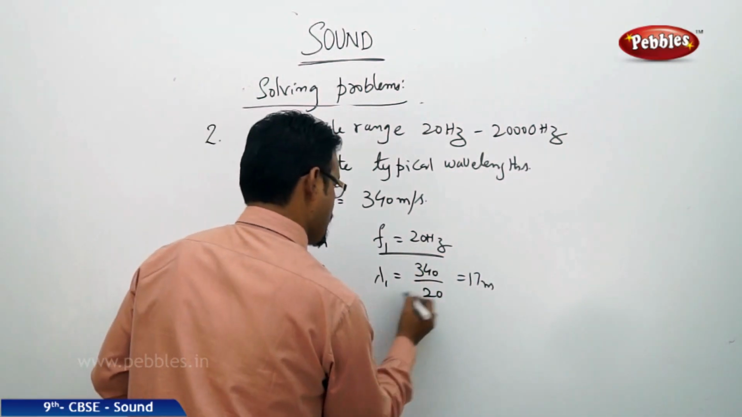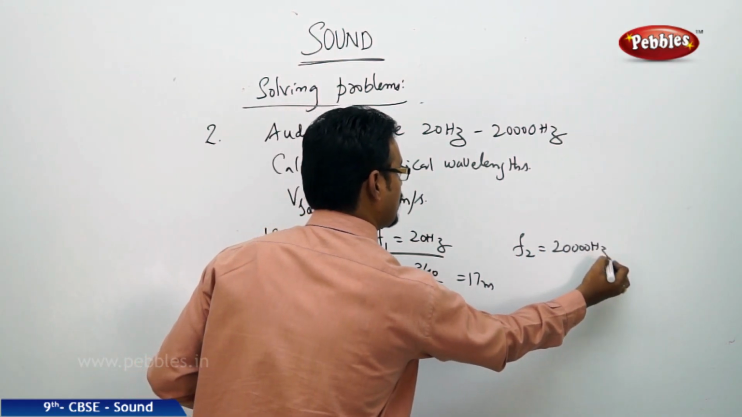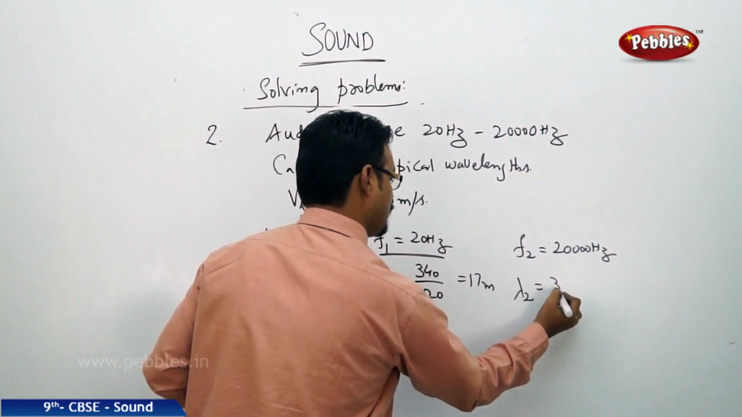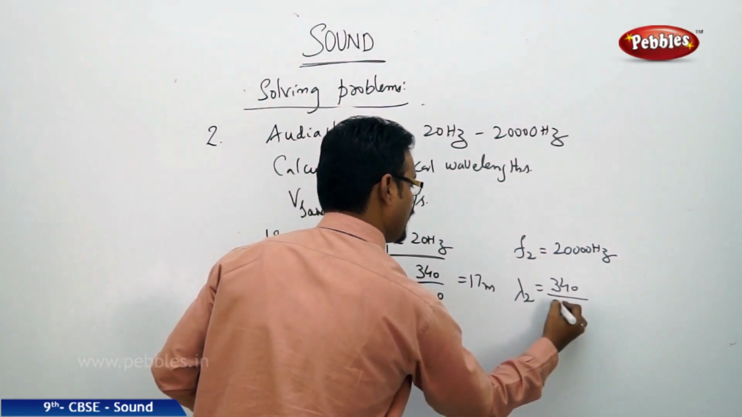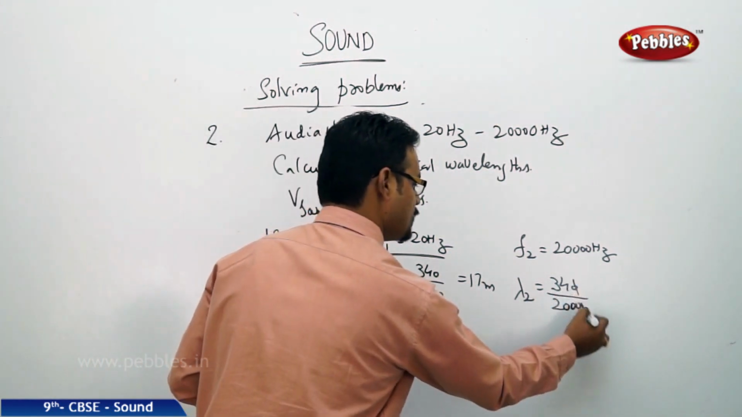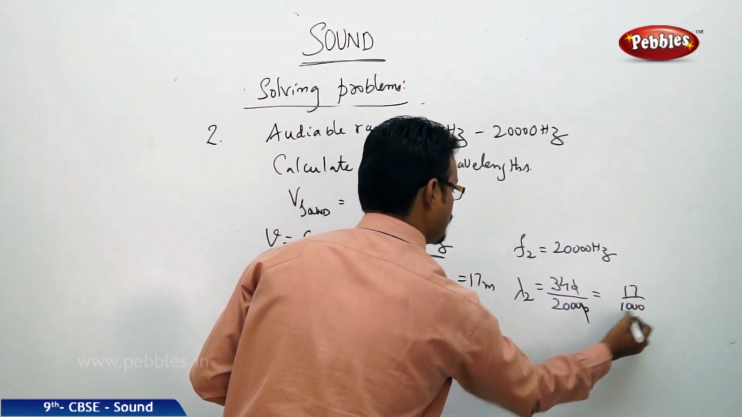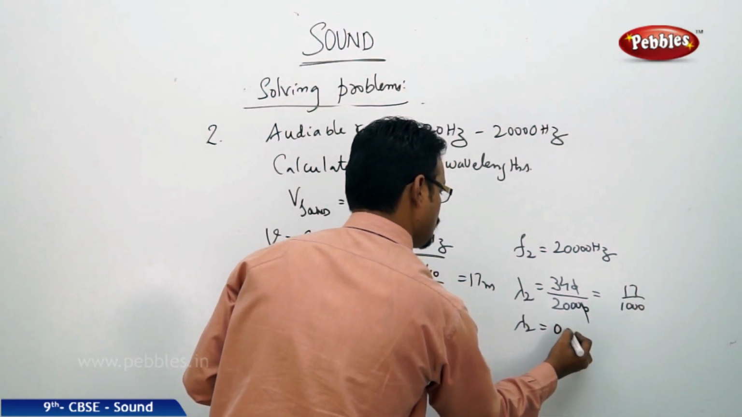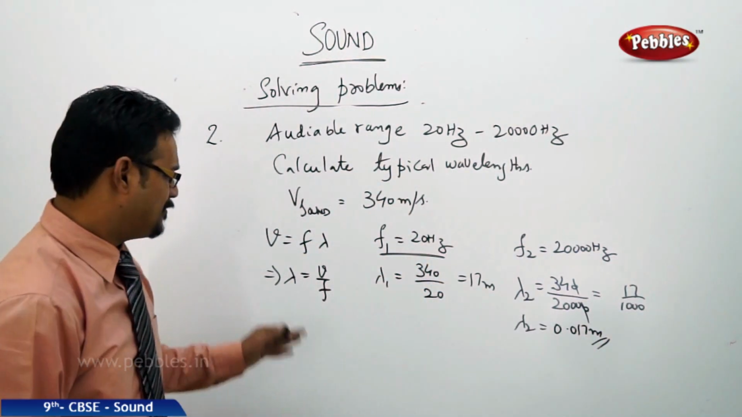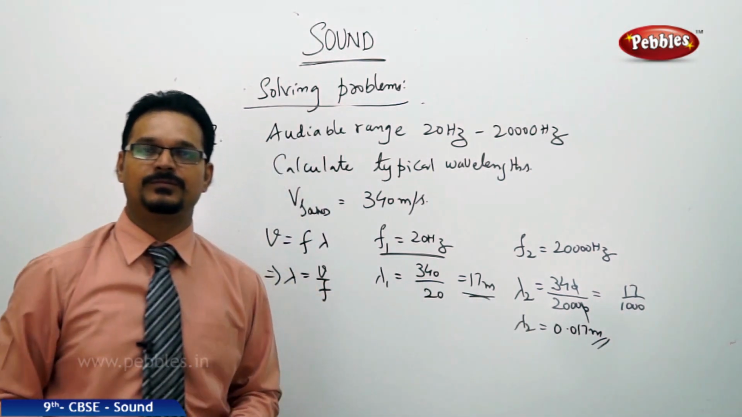Okay. Now F2, the highest frequency range, 20,000 Hz. The wavelength lambda is 340 divided by 20,000. Now the zeros cancel. How much do you get? 17 by 1000. This is nothing but 0.017 meters. So that's how, simply using this formula, you can get the two values.